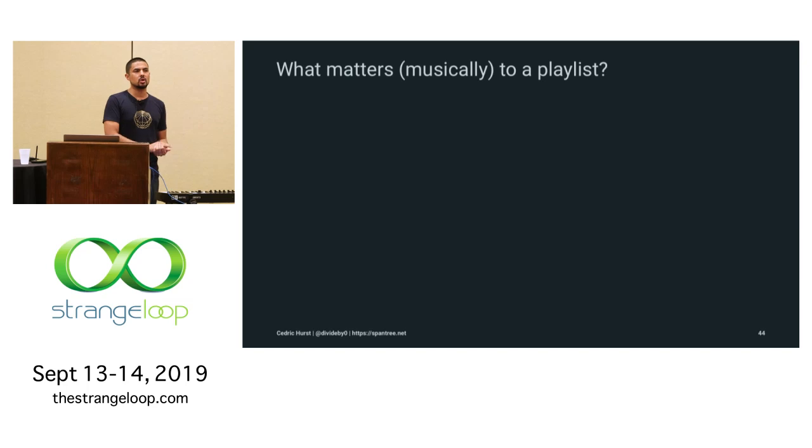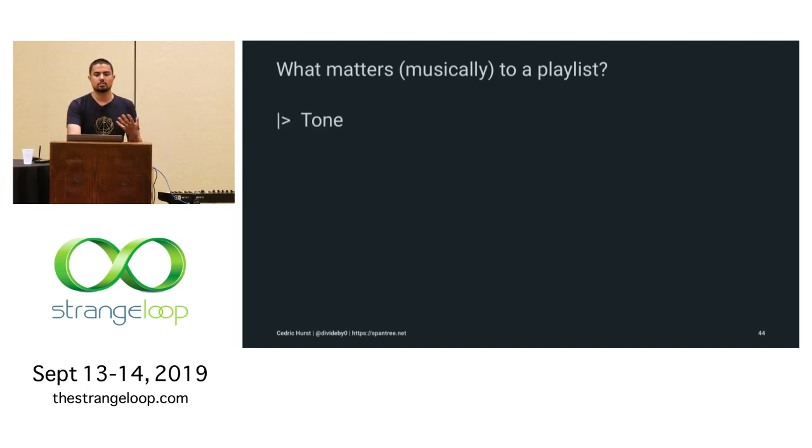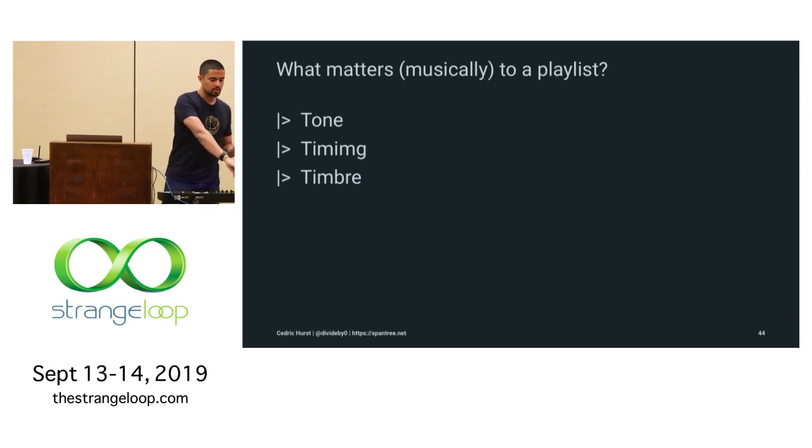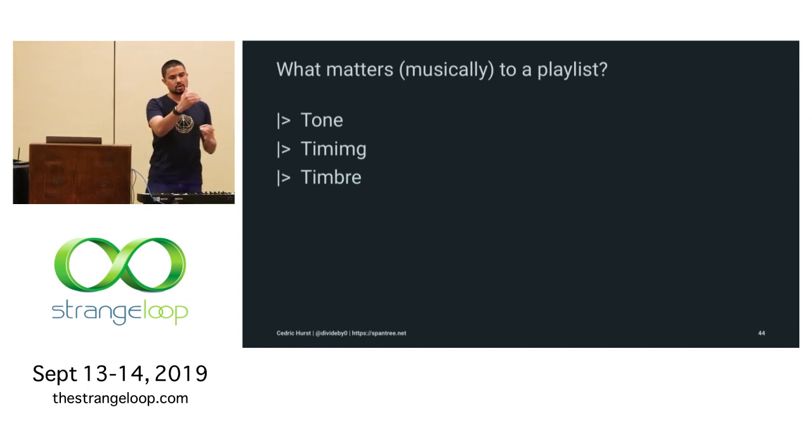There's a lot of things that matter emotionally to a playlist, like sentimentality and that sort of thing. But from my perspective, there's three key components. There's tone, and that's the stuff that we were talking about a second ago. There's timing, or timing, and that has to do with the tempo and the rhythm and the time signature of a song.